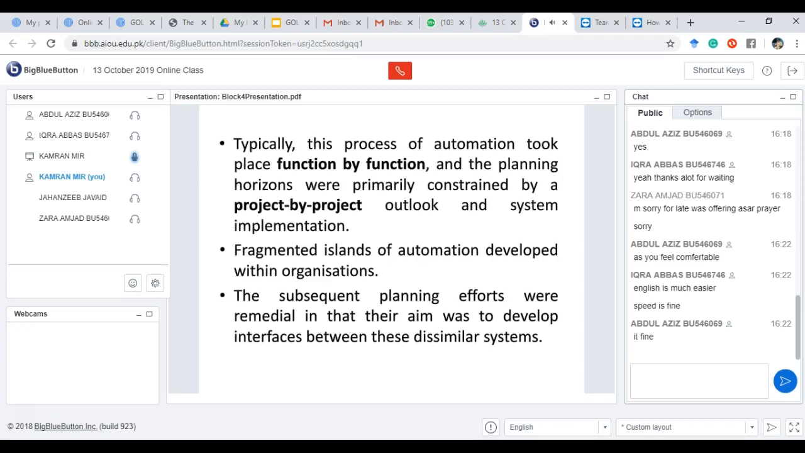Going forward, as it says, typically this process of automation took place function by function, and the planning horizons were primarily constrained by project and system implementation. This means that they were more focused on each system, on each project. So the actual DP system was more like a system which was not talking to the other systems within the business, which was on its own.